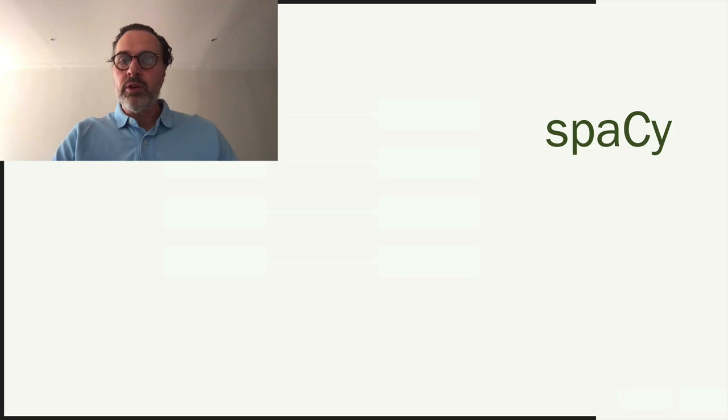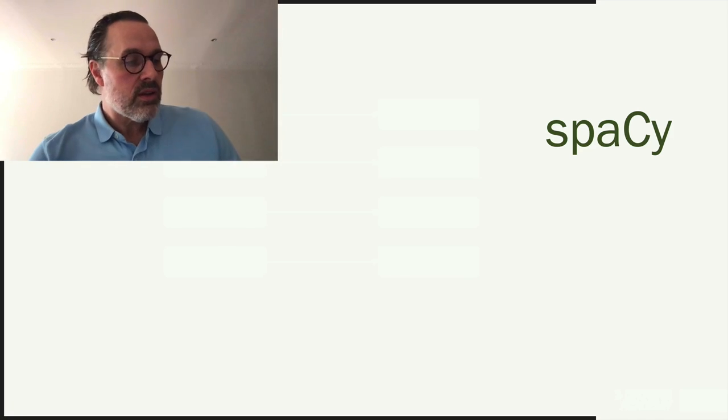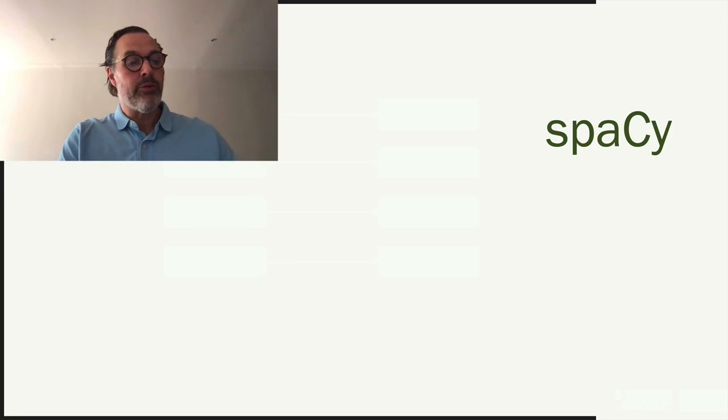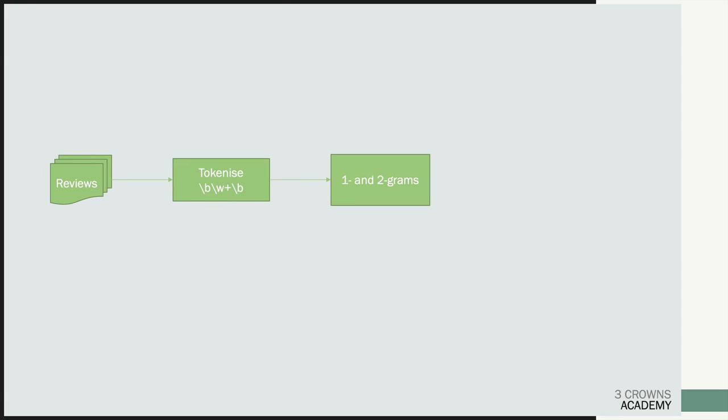In the Jupyter Notebook, you will see how we do this. I use the very popular and very capable spaCy library to perform our lemmatisation, but it also lets us identify parts of speech, and you'll see all of that. So now our pre-processing looks like this. We have our reviews, we tokenize them using a regular expression, we have 1 and 2 grams, and then we lemmatize them.